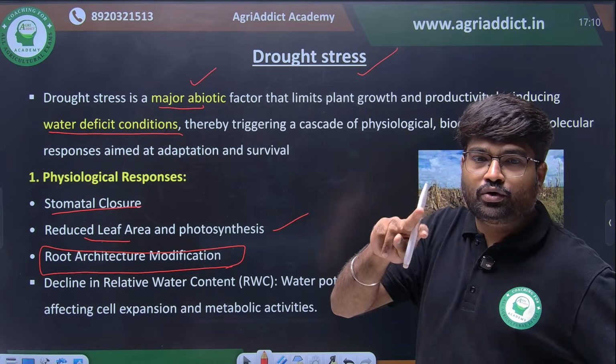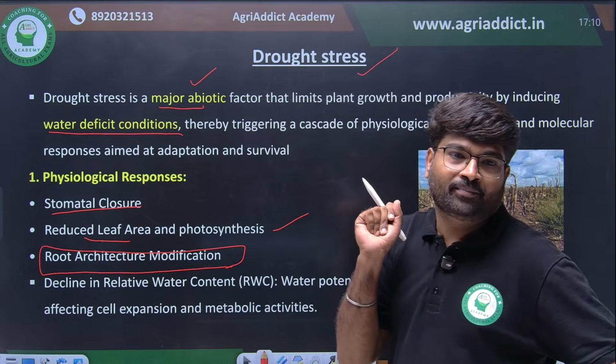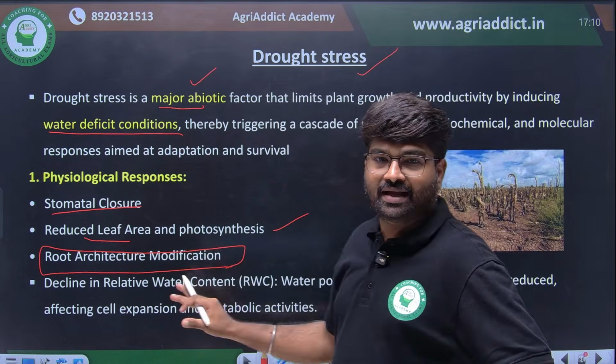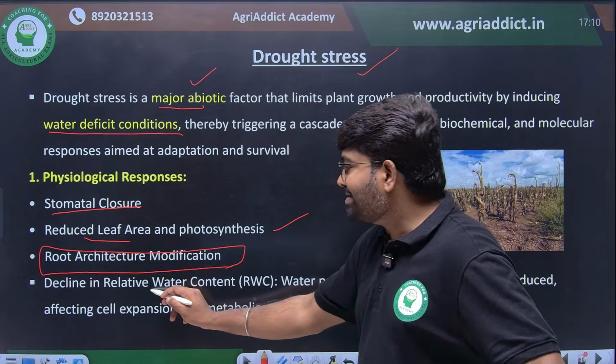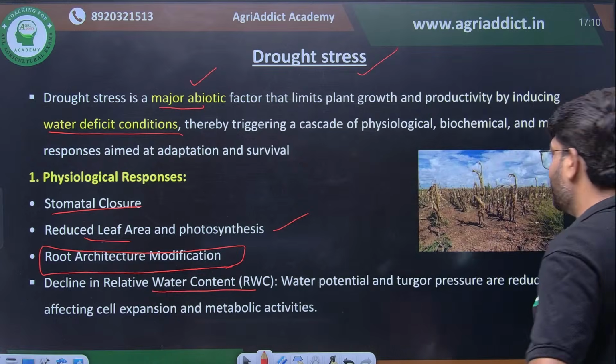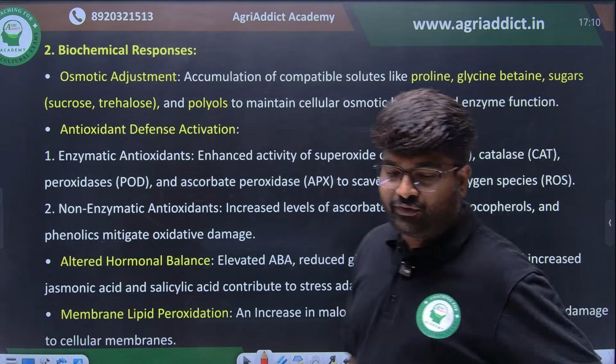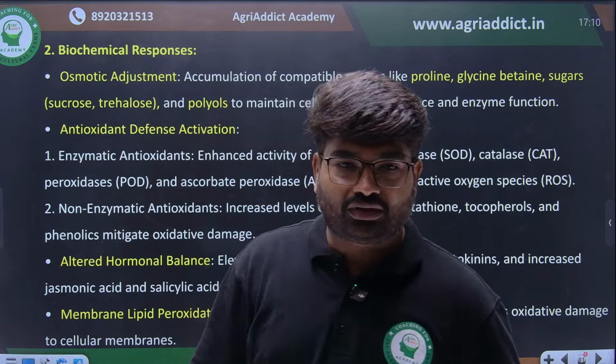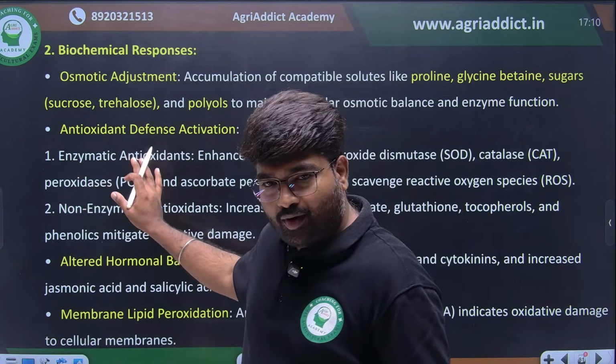So root to shoot ratio will also be altered in drought stress. These are the key important things. Then relative water content of the plant will also be reduced. If you see the biochemical responses to drought stress, this is another important point.